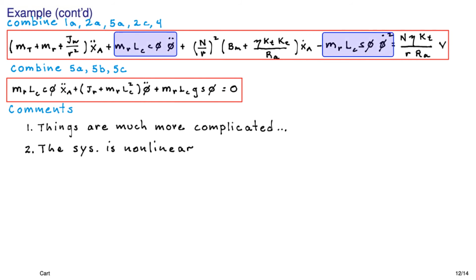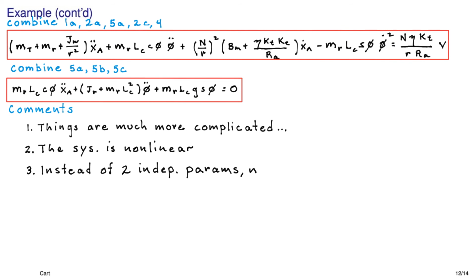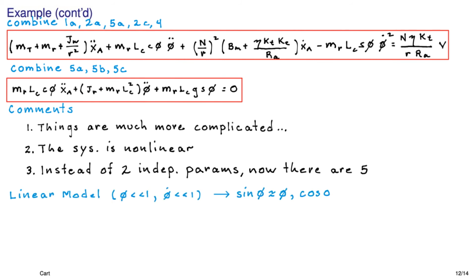It's also a nonlinear system. If you have a look at the video on nonlinear systems, you'll be able to just look at these and identify that that's true. You can see things like a sine phi and a phi dot squared and a cosine phi in different places in these equations. And so it's definitely nonlinear. Instead of just 2 independent parameters like we had in the cart motor model, we now have 5 if you count them all up. So it's a much more complicated problem in terms of trying to identify these parameters experimentally.